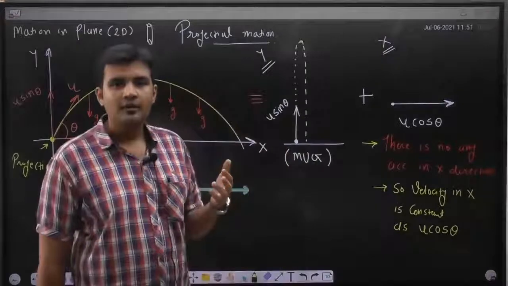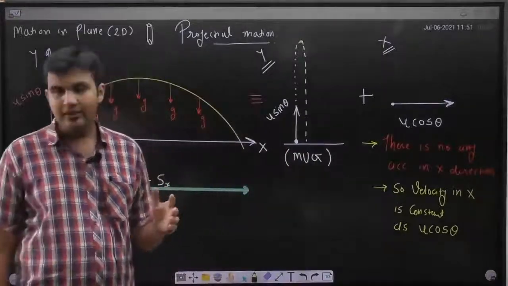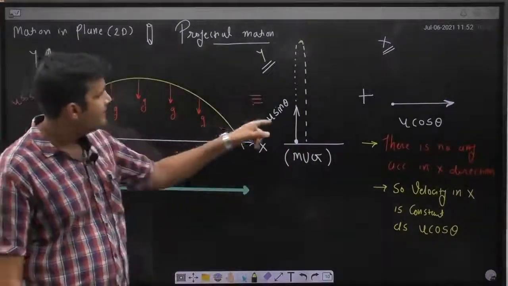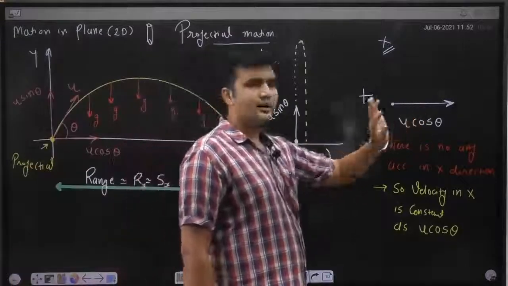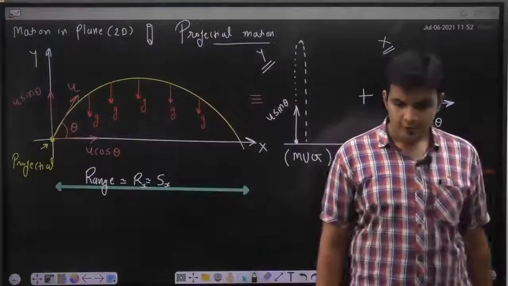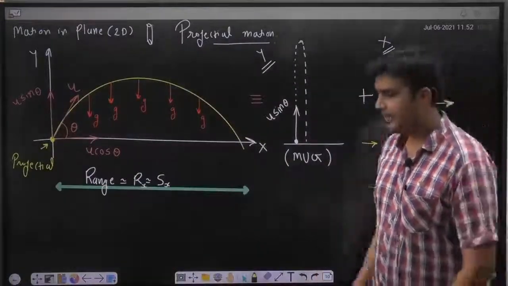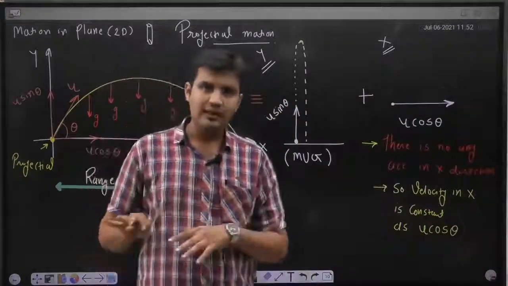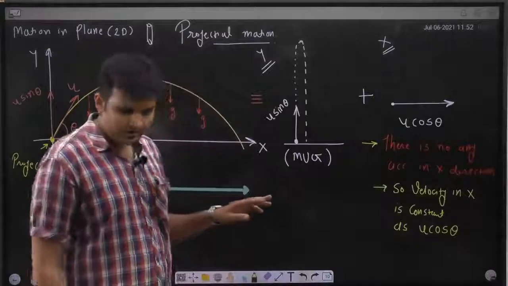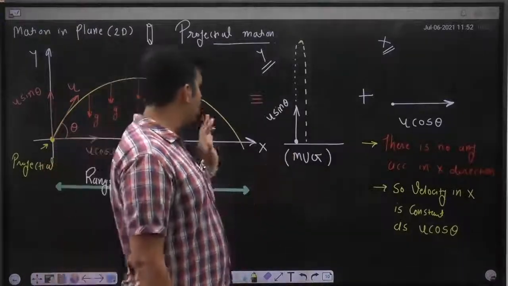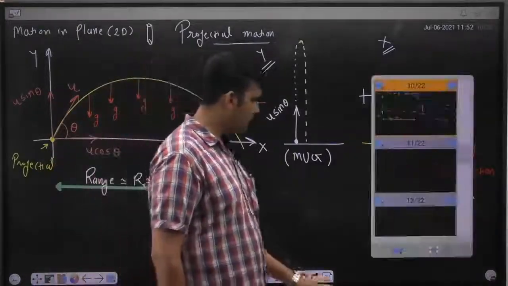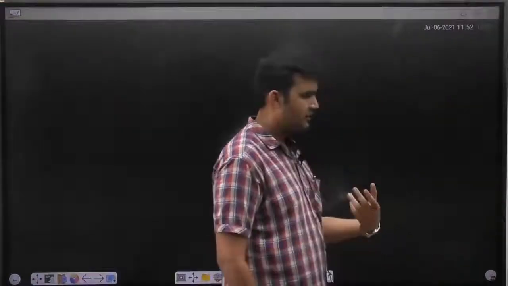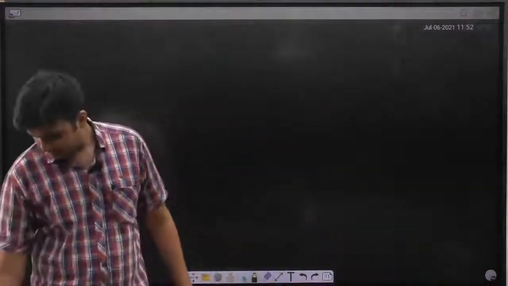The first step is what? Break the motion in two different parts. As you can see, this is the y part and this is the x part. I have already broken this motion in two different parts. And now we are going to solve the motion separately. I mean, solution for x separately, solution for y separately. Alag alag karsho. So, now we are going to do that important job. Chalo.